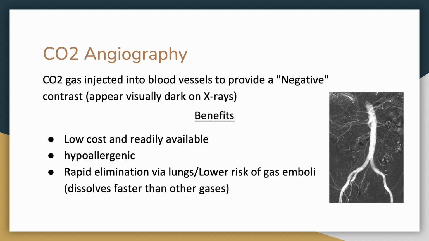Carbon dioxide can create negative contrast with less risk than iodine and travels quicker through the patient's body. This is specifically in angiography. The gas would be injected into the blood vessels to provide a negative contrast. It would appear visually dark on the x-ray. The benefits would be that it's lower cost and readily available. It's hypoallergenic. There's rapid elimination via the lungs, and a lower risk of gas emboli, so it dissolves faster than other gases.